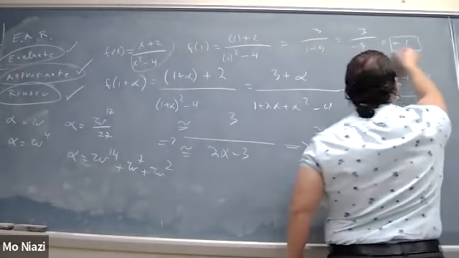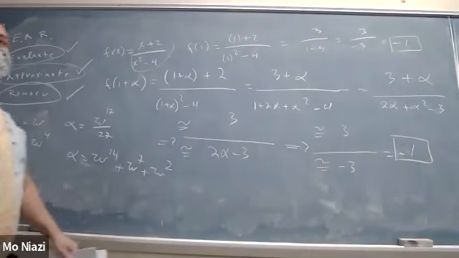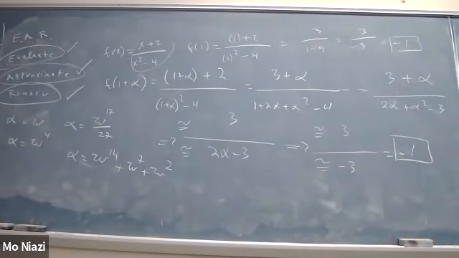So what was the point of this 1 plus alpha business if evaluating at 1 gave you the result -1?